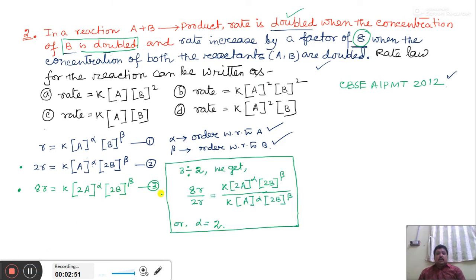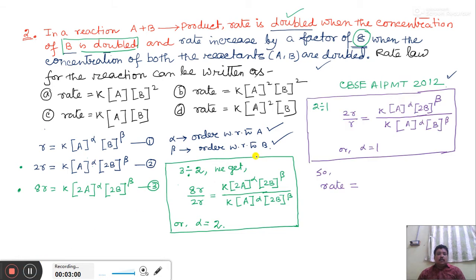By dividing equation 3 by 2 we get alpha is equal to 2, and when we divide equation 2 by 1, we get the value of beta is equal to 1. So the reaction rate is equal to K into molar concentration of A to the power 2 into molar concentration of B to the power 1. So option D is the correct one.